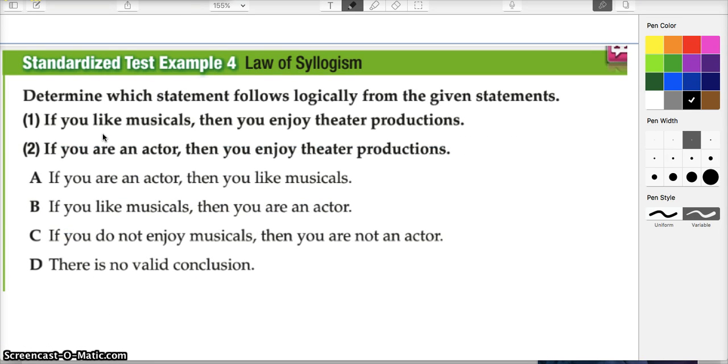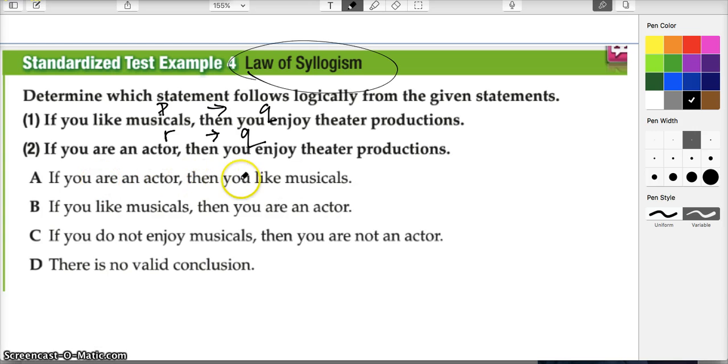Determine whether the following statement follows logically from the given statements. If you like musicals, then you enjoy theater productions. Let's call this P, and let's call this Q. Then it says, if you are an actor, that's neither P nor Q, let's call it R, then you enjoy theater productions. That's Q. So here we have P implies Q, and then R implies Q. Let's see if we can use the law of syllogism to confirm or validate any of these statements.